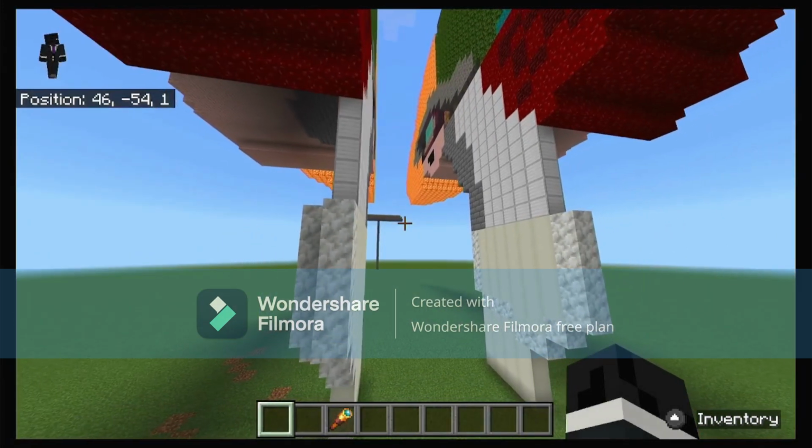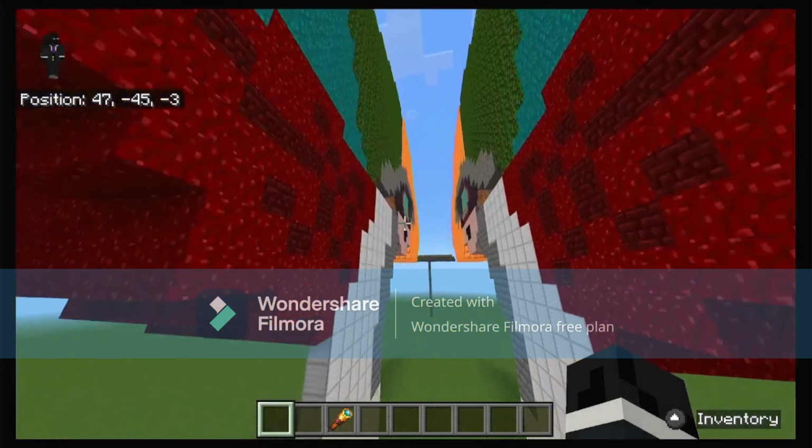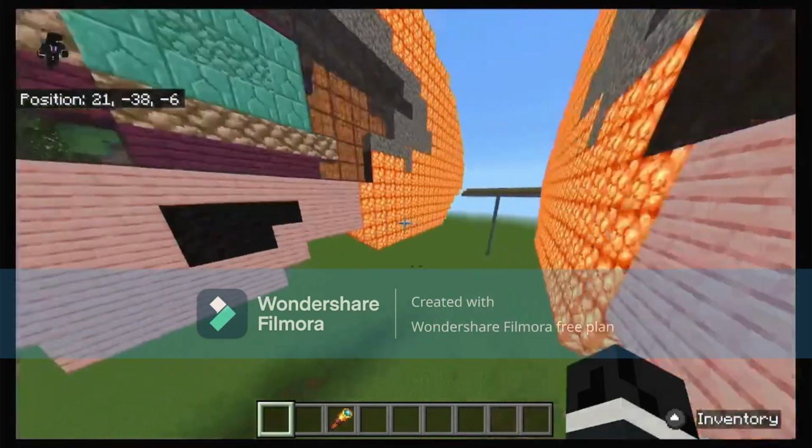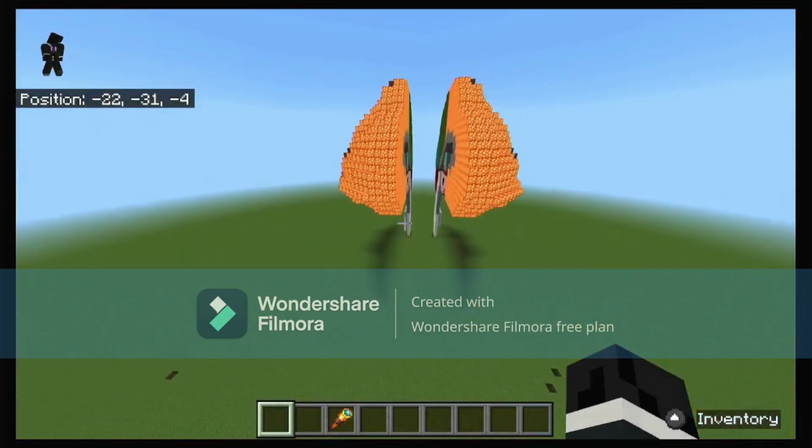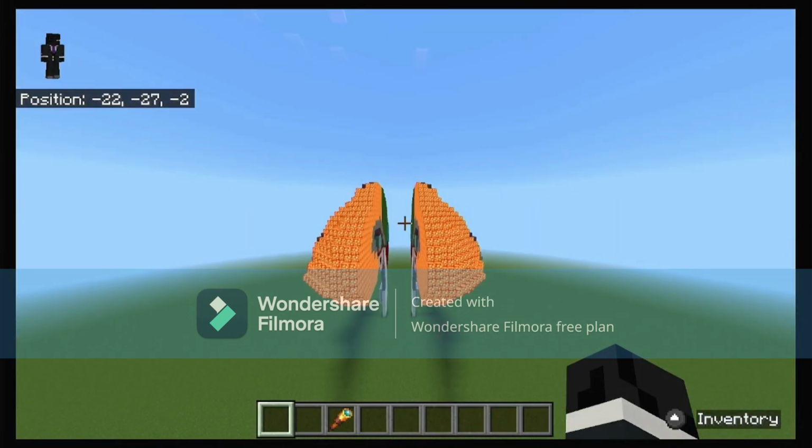And there it is. There is our brain. It's quite beautiful in a very ugly way.